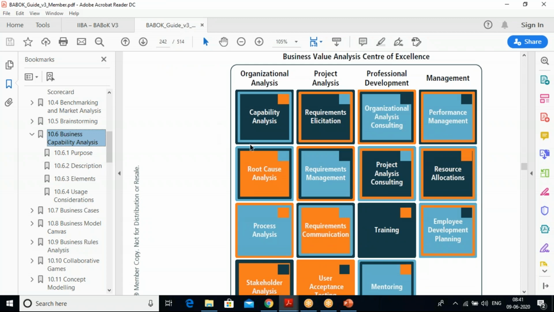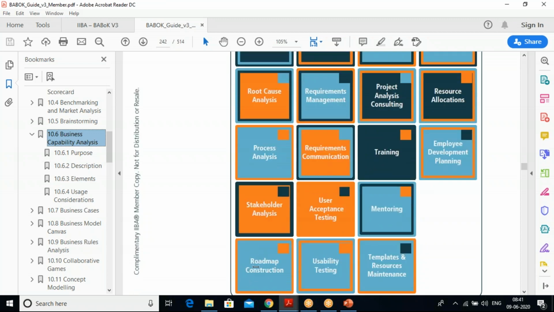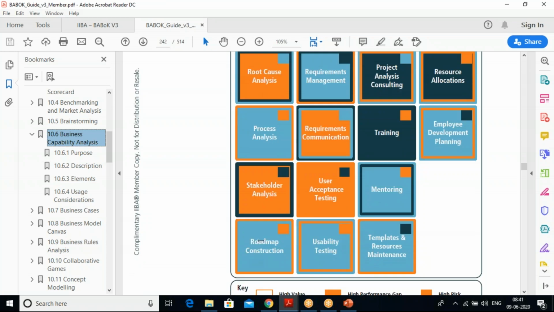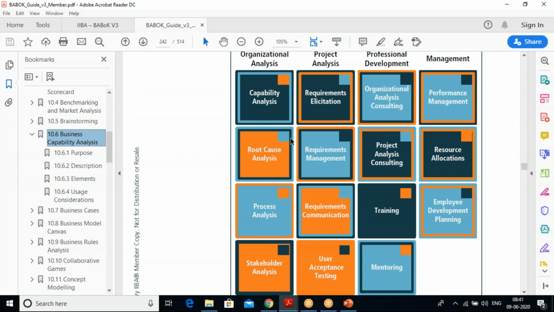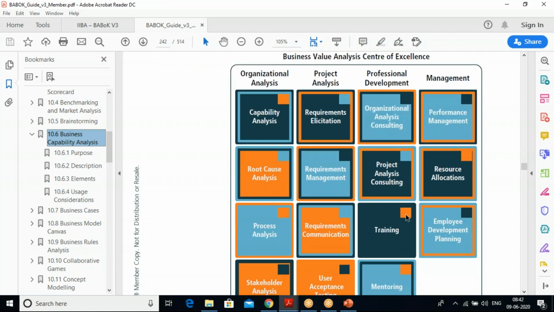If you see the business capability analysis, for an organization, first of all you have to see the capability analysis, then the root cause analysis, then the process analysis, then stakeholder analysis, then roadmap construction. These are the areas we have to look into in business capability analysis. So when you say business capability, we have to see the organization capability, then the project analysis, then the professional development, and then the management.